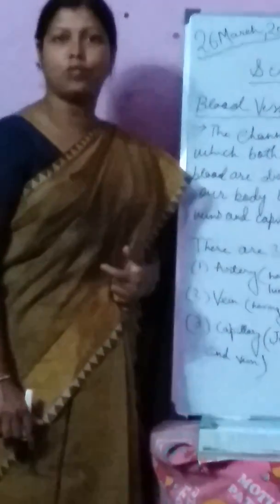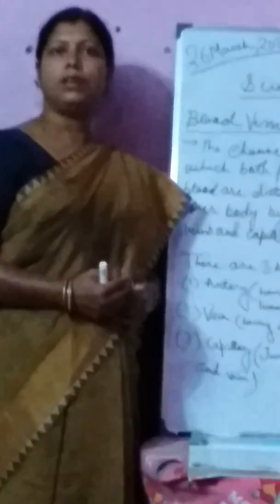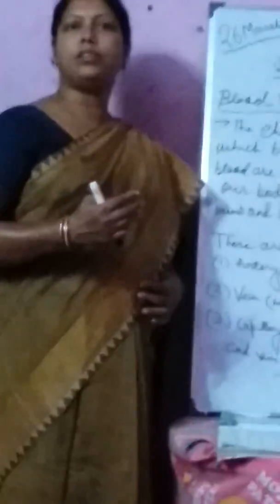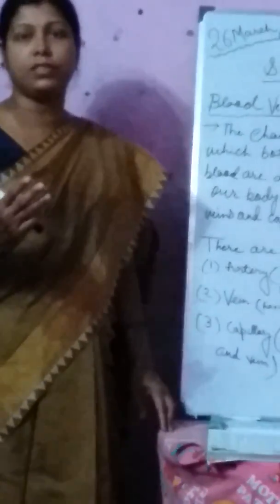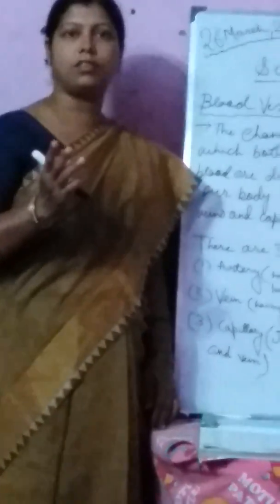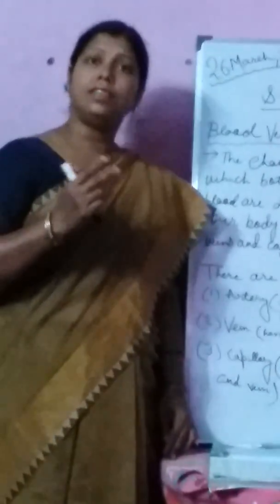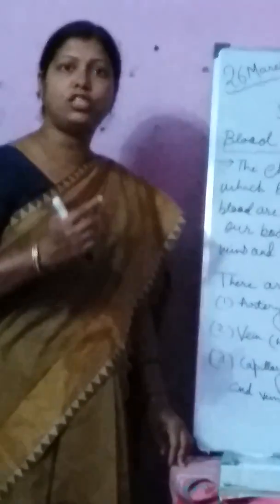In the previous class, I taught you about the human body, the circulatory system. We discussed the organ system, the main parts of the circulatory system, heart, blood. Till here we discussed the function of the heart, the structure of the heart, blood, types of blood. In this class, I am going to teach you about blood vessels.